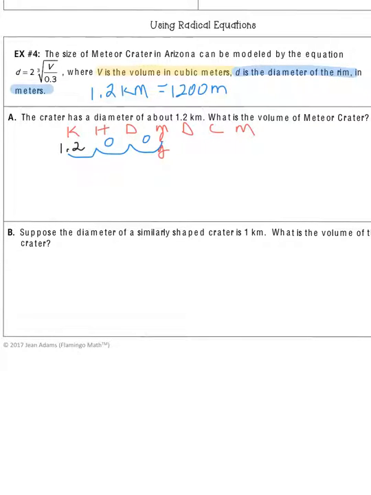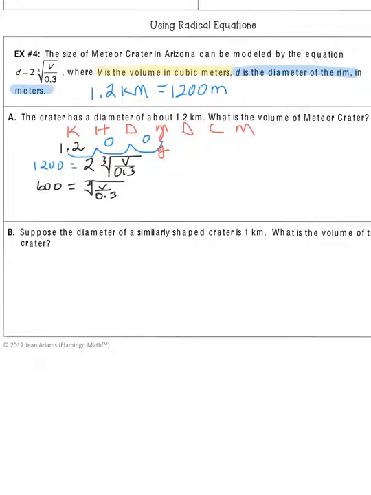So I'm going to plug in the 1,200 for D, and then equals 2 cube root of V over 0.3. So then we need to divide by 2. We're going to divide this side by 2, that's going to get rid of that 2, and this side by 2. So if I do that, I end up with 600 equals the cube root of V over 0.3.